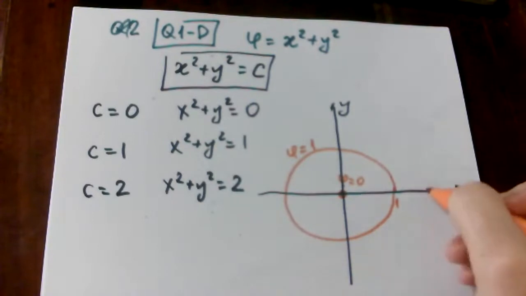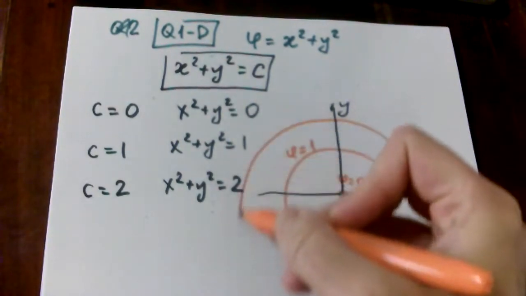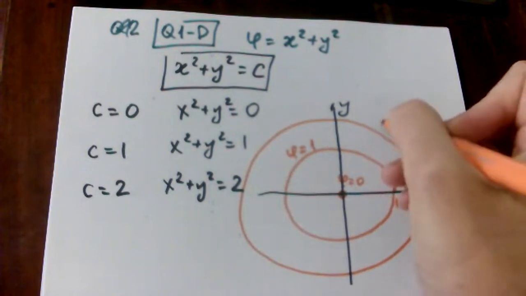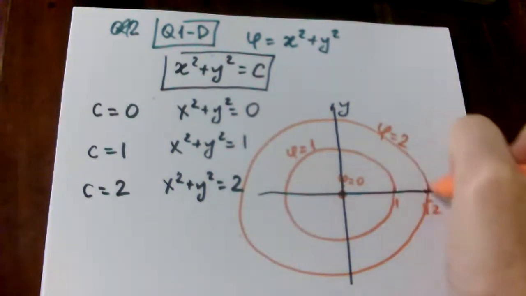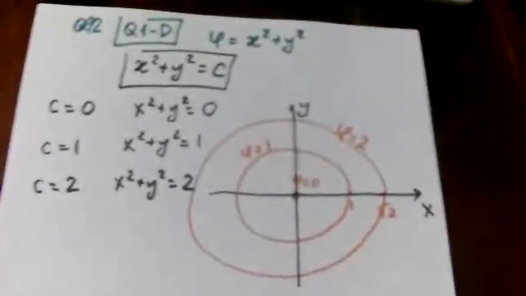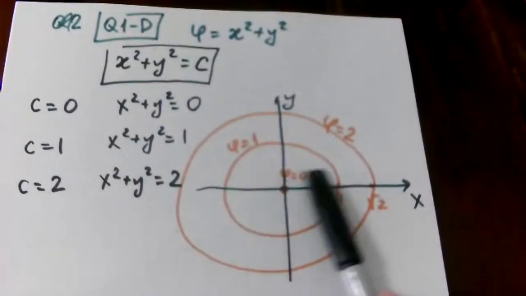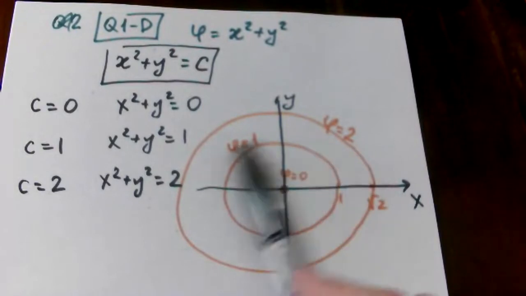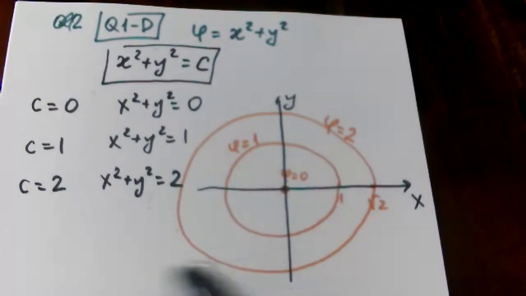So we can put square root of 2 here and draw the circle. It corresponds to phi equal to 2, not square root of 2, but 2. Okay, so I think it's pretty enough. This time it looks more like a geographical map. It looks like maybe a very regular mountain. No, it's not a mountain.